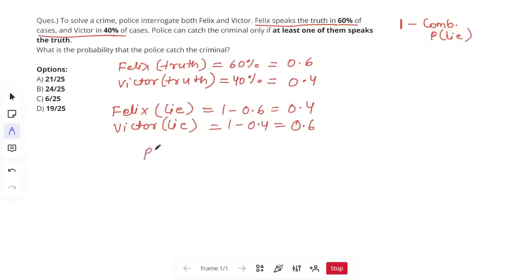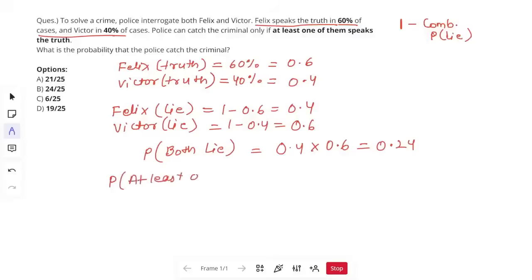Now what we will do is combine both the lie probabilities, because I told you we need to subtract it from the total, which is 1. So the probability of combined lies will be 0.4 multiplied by 0.6. That is going to give us 0.24. Now we have the combined lies. Now the final answer we are finding out is the probability that at least one person speaks truth.